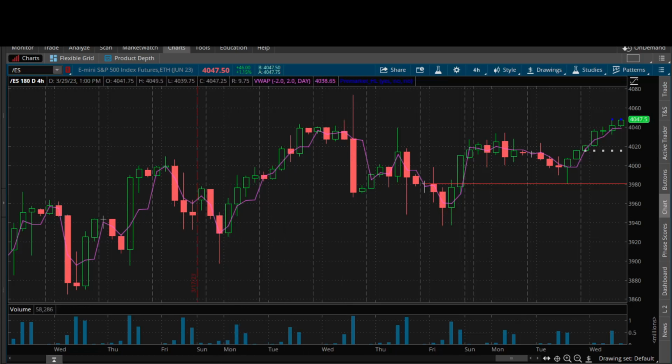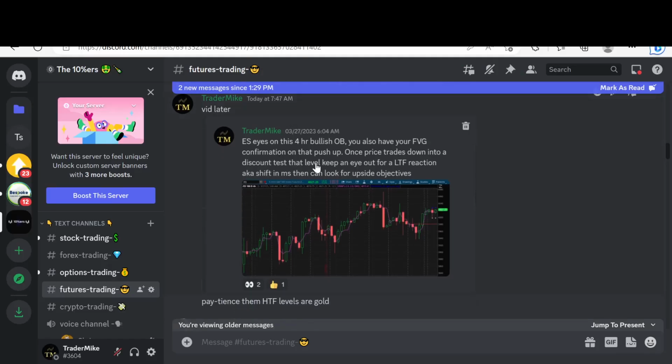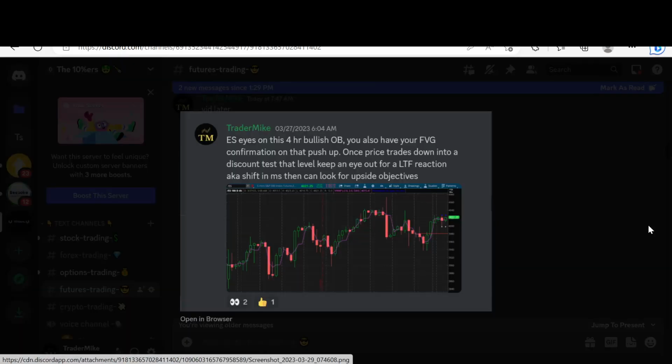So let's go over to that real quick because I want to show you something. I said right here, you can see I posted this on 3/27/2023, so a couple days ago. Let's read what I said. I said, ES, eyes on this 4-hour bullish order block. That's what I have noted right there with the horizontal line. See that? Look at my cursor. I said, yes, eyes on this 4-hour bullish order block.